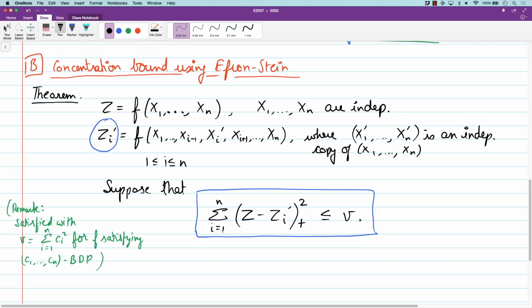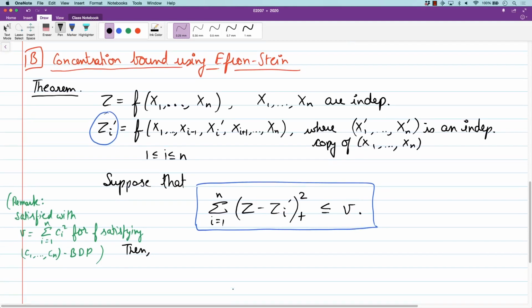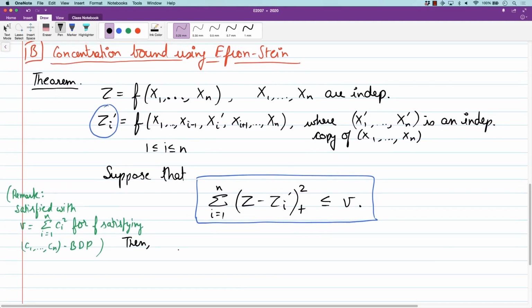So suppose this holds, then the probability that Z exceeds the expected value of Z plus some t is less than or equal to 2 times e to the power minus t by root v.